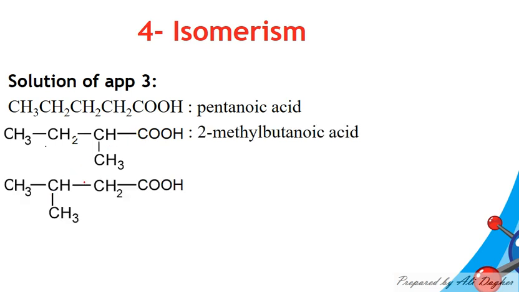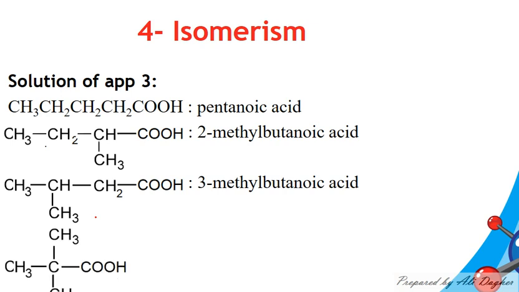And the second one, we connect the methyl group to carbon number 3. We change the position of the methyl group. We obtain this isomer, 3-methyl butanoic acid. The fourth isomer, we decrease the number of carbon, also by 1 carbon, and the chain becomes formed of 3 carbon, with 2 methyl groups on carbon number 2: 2,2-dimethyl propanoic acid. These are the isomers of C5H10O2 as carboxylic acids.